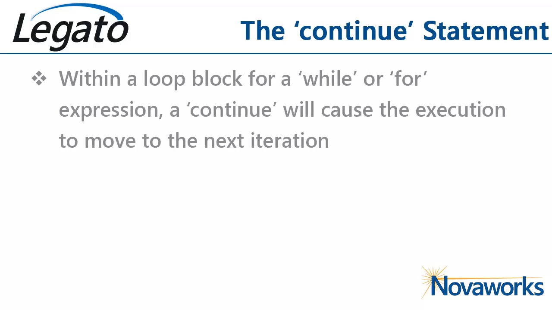We touched on this earlier, but we'll go into it in a little more detail now, and that's the continue statement. Within a loop for a while or a for expression, the continue will cause the execution to move to the next iteration. So within a while, there actually is no built-in iteration expression or loop expression, so therefore you have to do that and then you continue. With a for, it's going to run the loop expression and then move on to the next iteration.